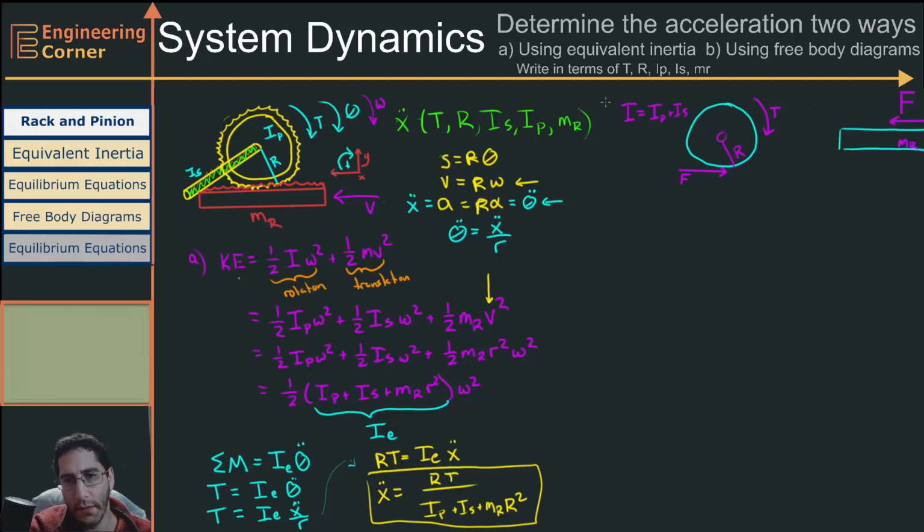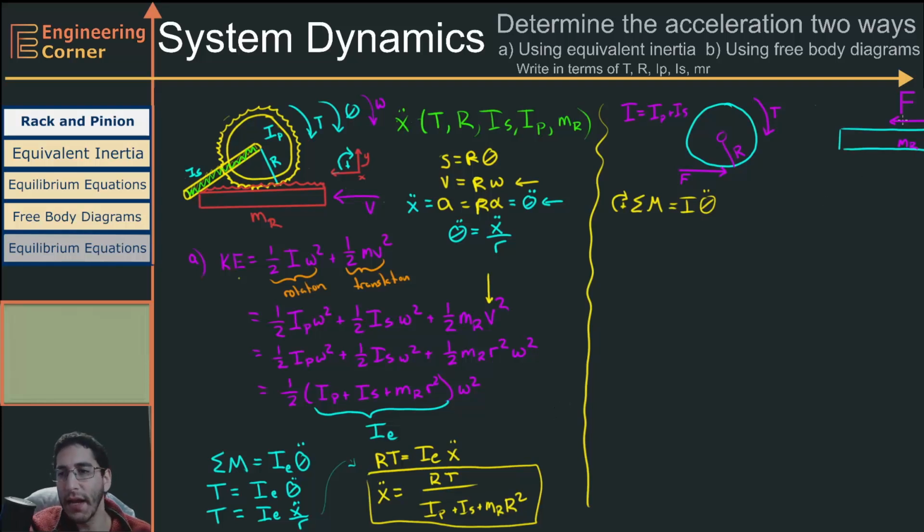For this right here, this is rotation, so we're going to have the sum of our moments is going to be equal to our inertia times our angular acceleration, and I'm just going to write it as I double dot. In here, we're going to have the sum of our forces is going to be equal to mass times acceleration, or x double dot. And this is going to be the positive way. To the left is going to be positive.